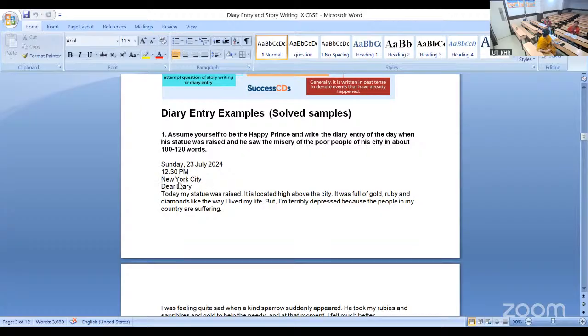Write the place. It's a good habit. Because if a question about a place comes and you are not in the habit of writing it, then you may skip. You may not write. Okay.